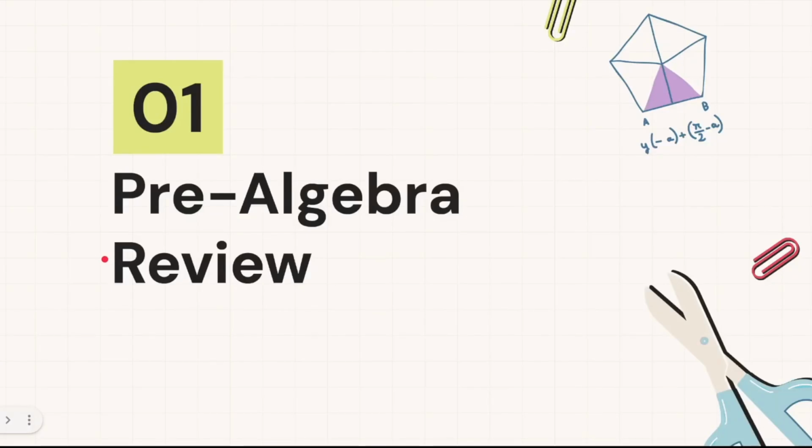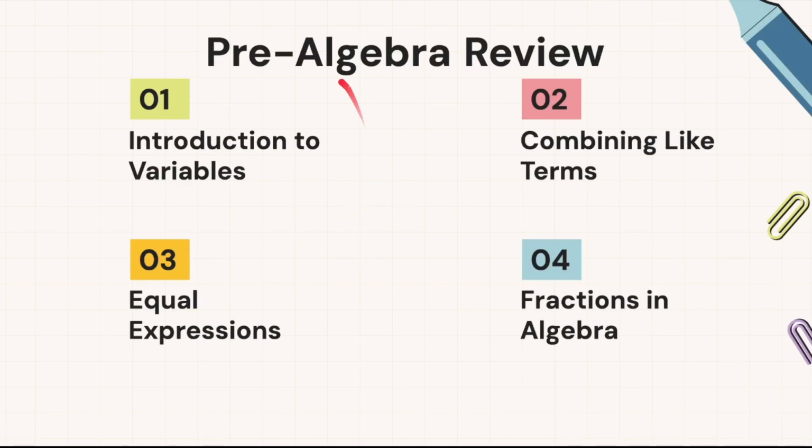Hello, and welcome to Unit 1 of Introduction to Algebra, which is the pre-algebra review. Within this unit, we have 4 lessons: Introduction to Variables, Combining Like Terms, Equal Expressions, and Fractions in Algebra. We are going to be starting off with Lesson 1, which is Introduction to Variables.